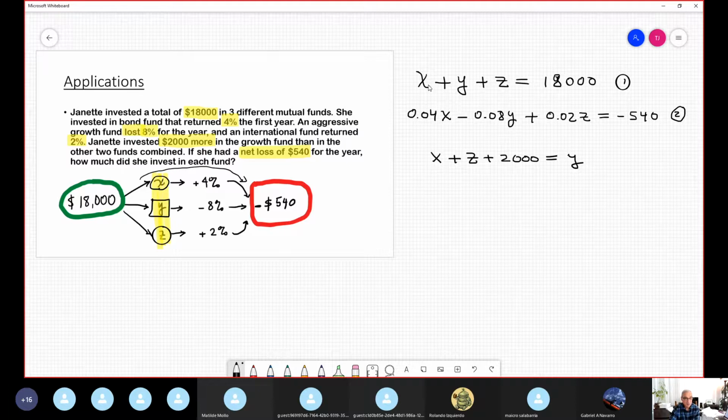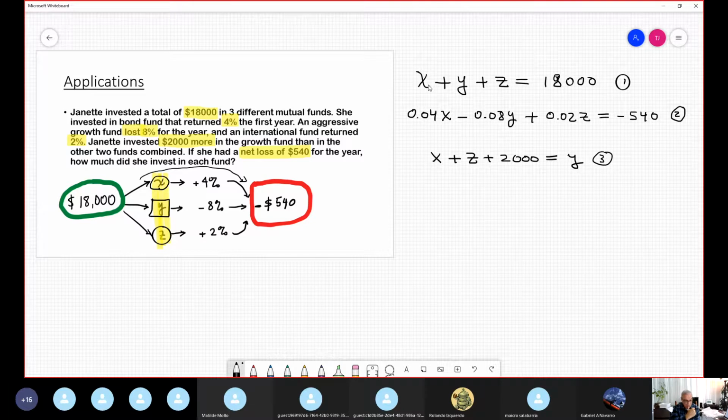Let me read again. Janet invests 2,000 more, is plus, in the growth fund, which is Y. Then the other two funds combined, which are X and Z together. And it's equation 3. Everyone understand this or no? Yes. Confused? Yeah. Okay, but this equation is not ready to start the algebra.